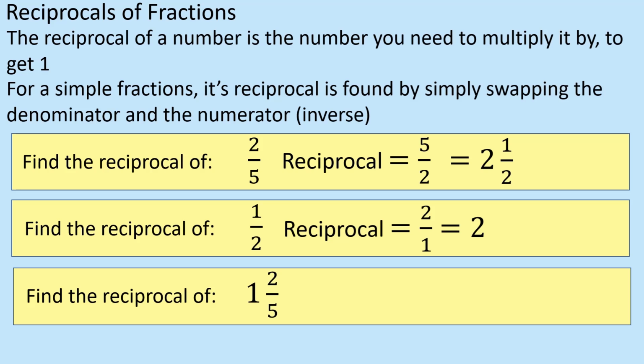If you have a mixed number, then the issue is you have to turn it into the top of a fraction first. If you're not sure about that one, then please look at our lessons about converting mixed numbers to improper fractions. But that is going to give me 7/5 when I convert it. So the reciprocal is going to be 5/7. All right, so that is the reciprocal of a fraction.